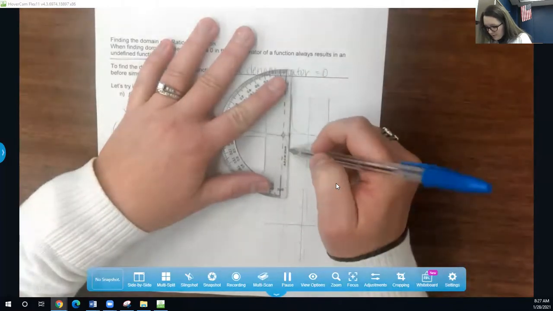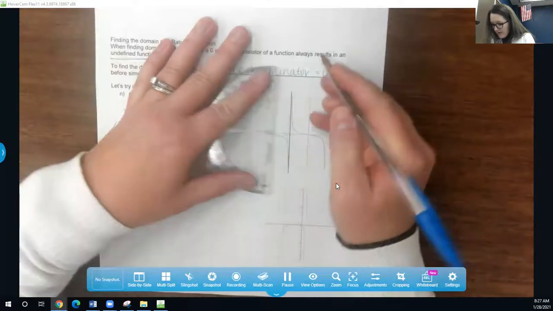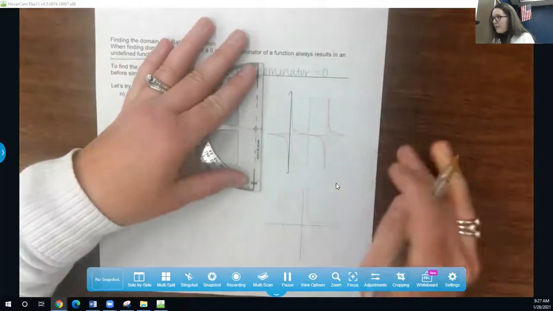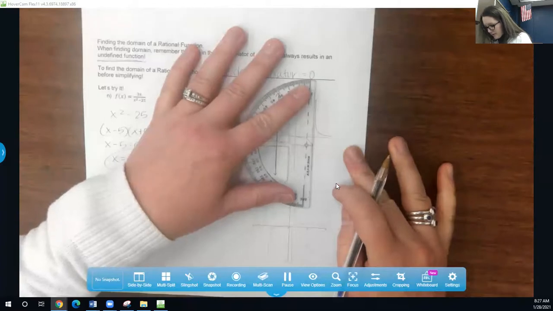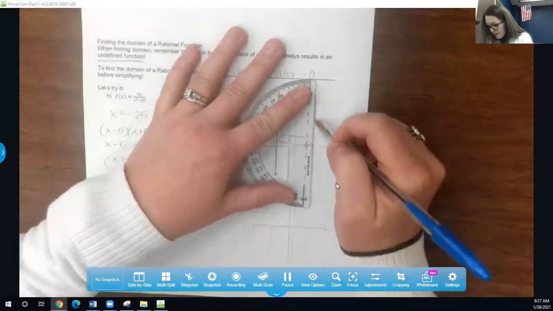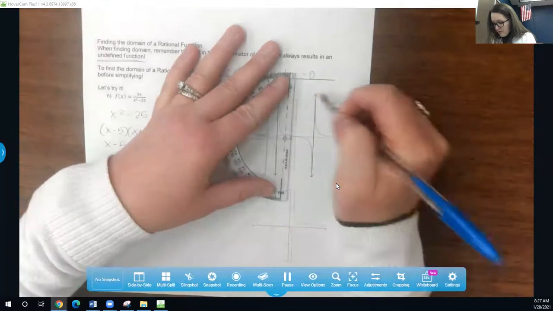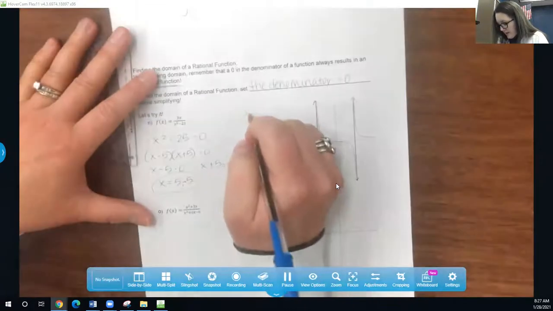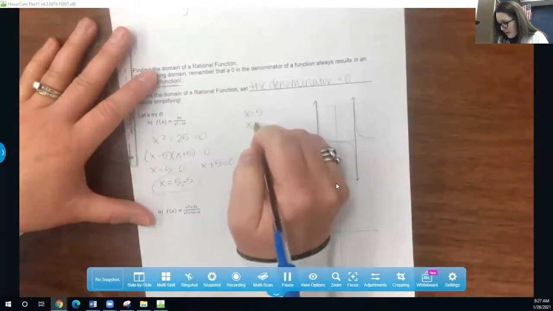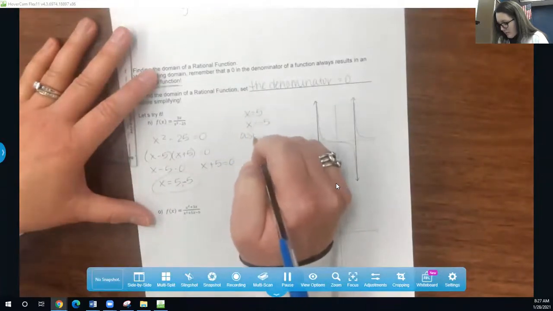I'm going to draw that line for us. An asymptote is like a boundary line for your graph. It's never going to touch these. It's going to get closer and closer, but it's not going to touch this vertical line. So we have an asymptote at x equals 5 and x equals negative 5. Those are called asymptotes.